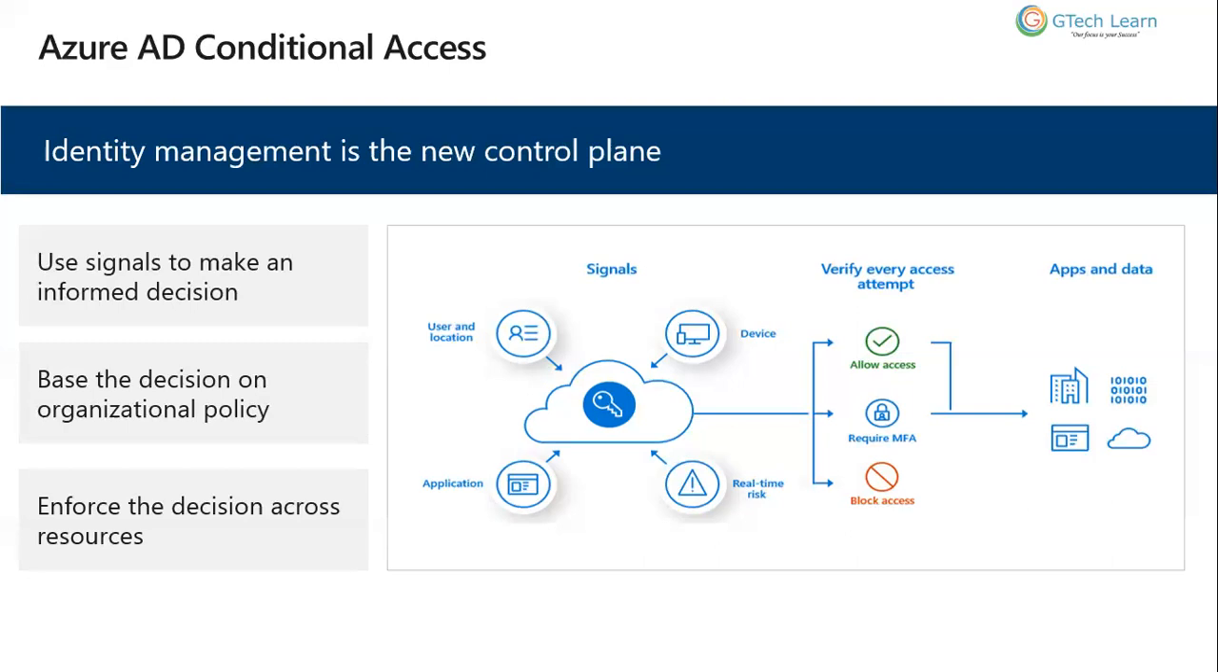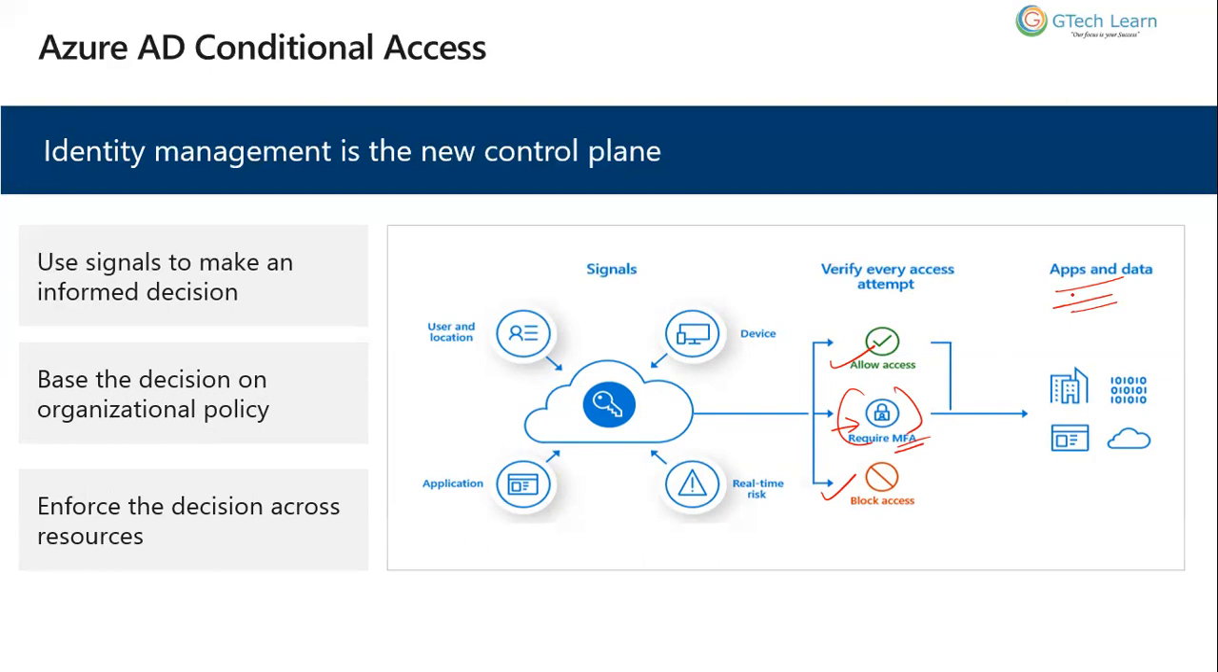So it could take a signal from the user location, from the application from which the user is trying to access the specific service or resource. It will take the signal from the devices and the risk time, and based on that it is making the decision for allowing the access, blocking the access, or giving the access with some required changes to the application and the data over there.